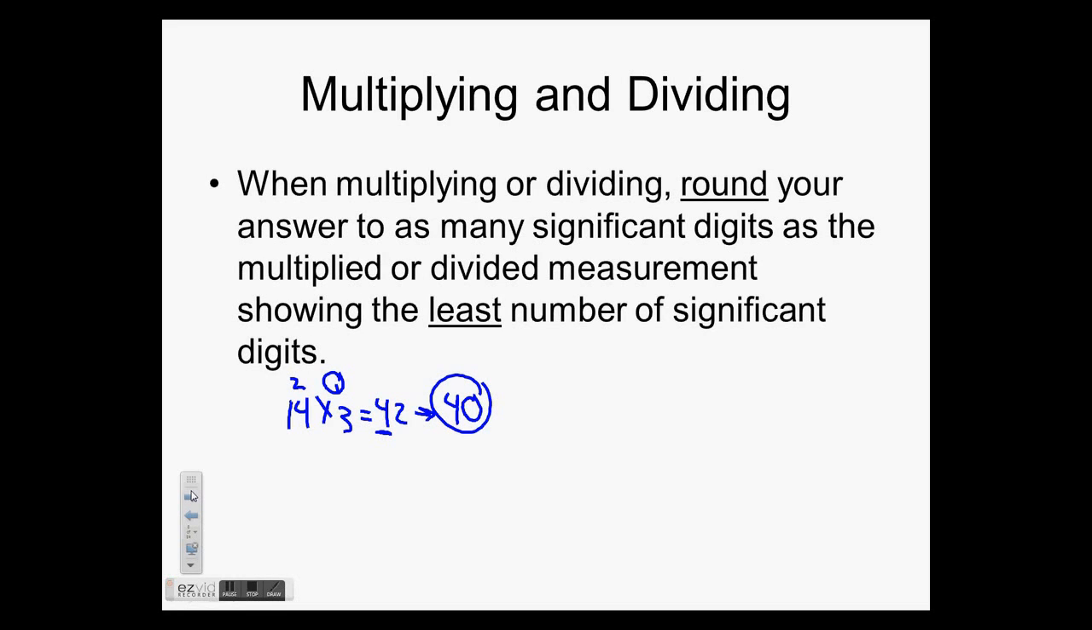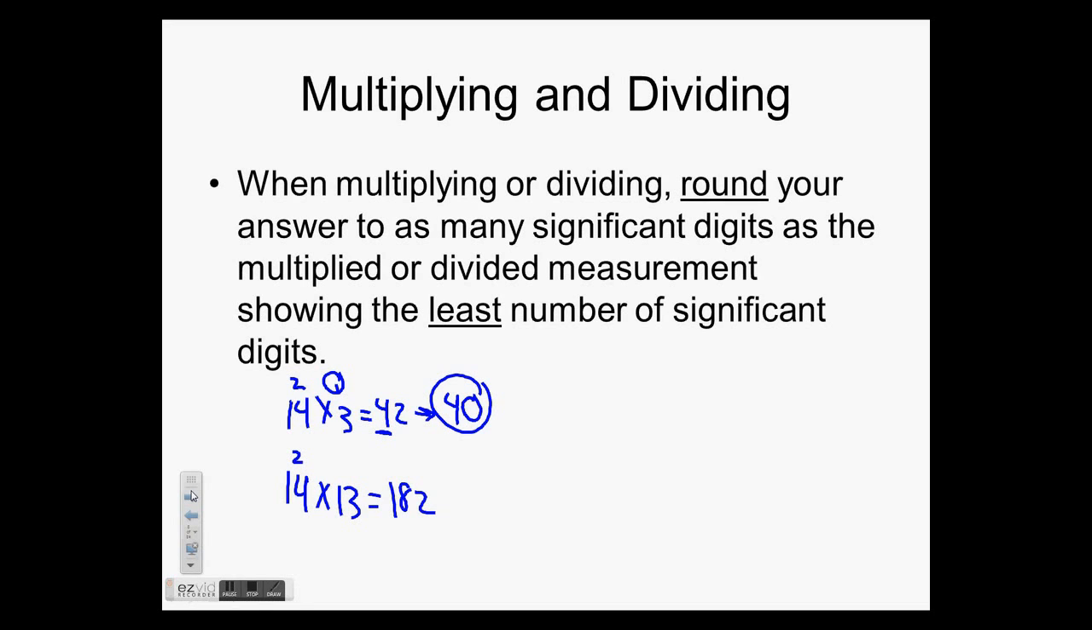I always like to think of it like money. Let's say that somebody owes me $42. I say, oh, let's just round it to 40, make it even. I don't say let's round it to 4. You'd round to 40. You have to put that placeholder in.